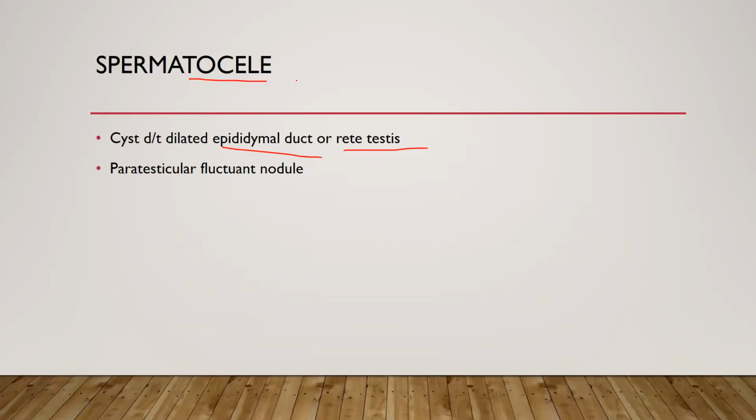As a spermatocele, a cystocele. Yes, you could see it as a cystocele. Specifically spermatocele because it's dealing with more of the epididymal duct and the rete testis. But yes, you could see that as a cystocele.